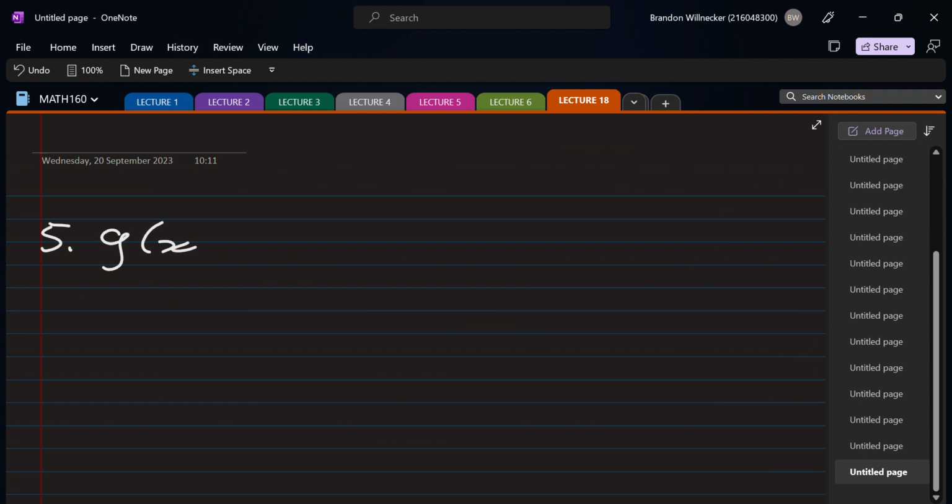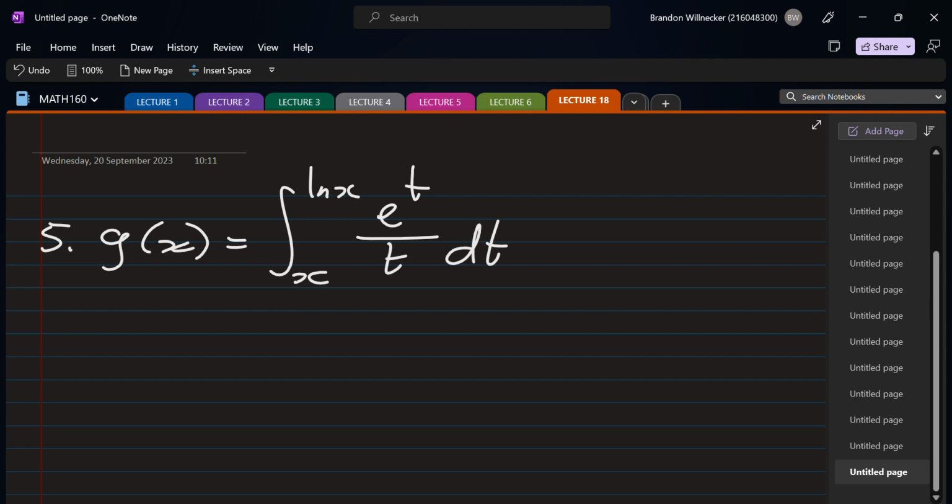Okay, next one, number 5. So we have g of x is equal to the integral from x to the natural log of x, e to the t over t dt. Okay, same thing as before. The bottom has an x, the top has an x. We need to split it up.